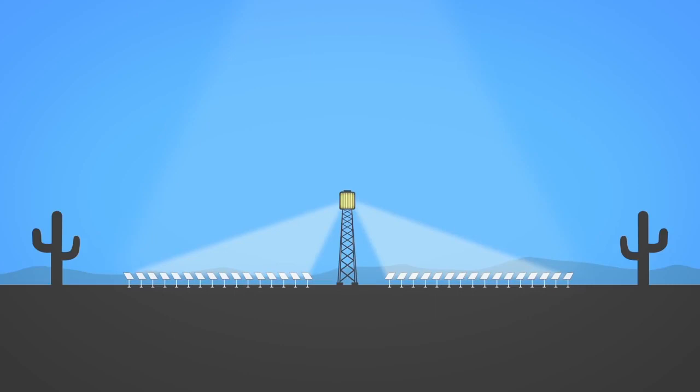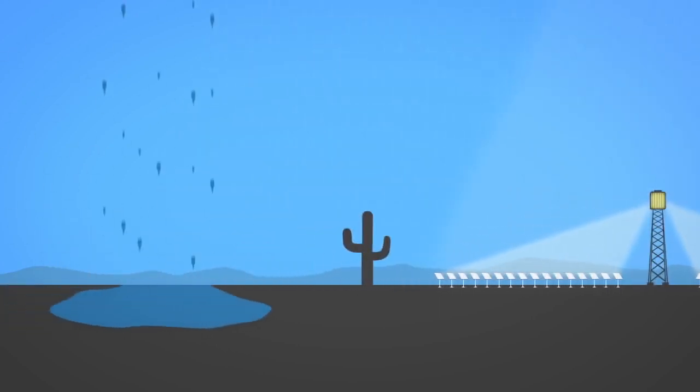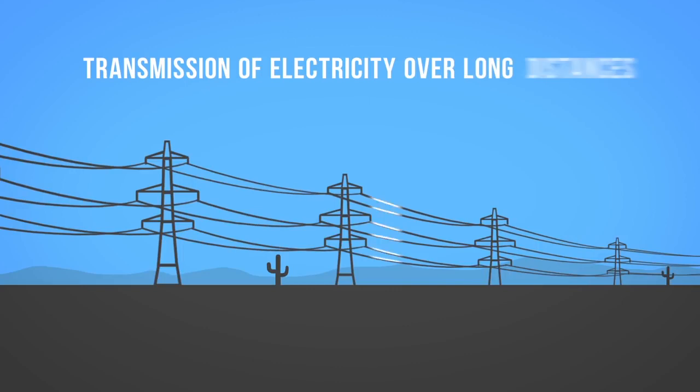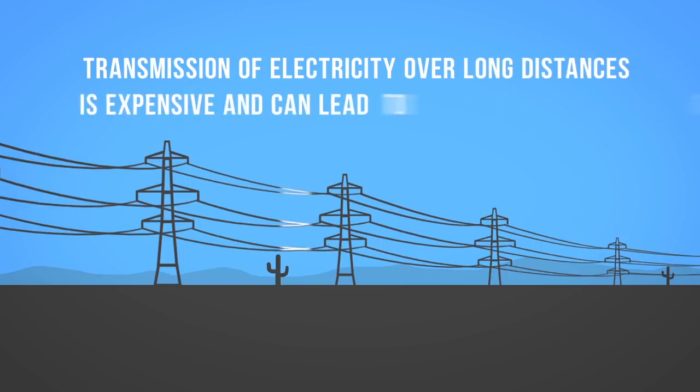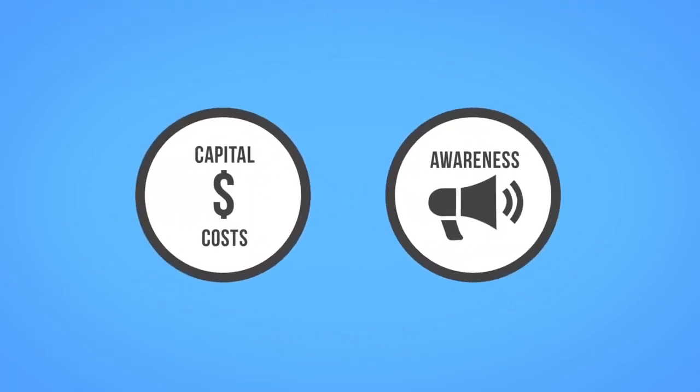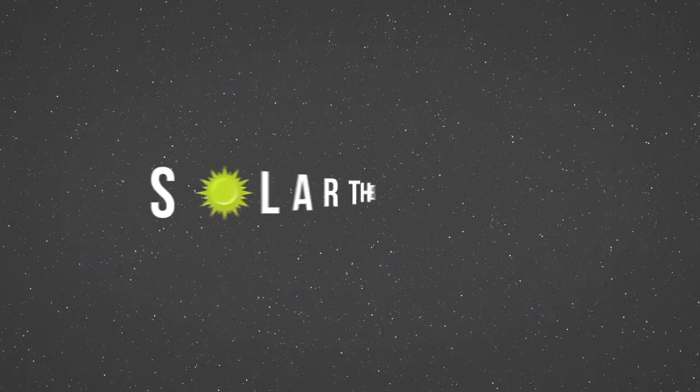Given that steam turbines are required to produce electricity, water access and evaporation are concerns for the viability of the technology. In addition, transmission of electricity over long distances is expensive and can lead to distribution losses. Finally, practical challenges such as upfront capital costs and awareness can also be barriers to implementation of all forms of solar thermal technologies. That's solar thermal.